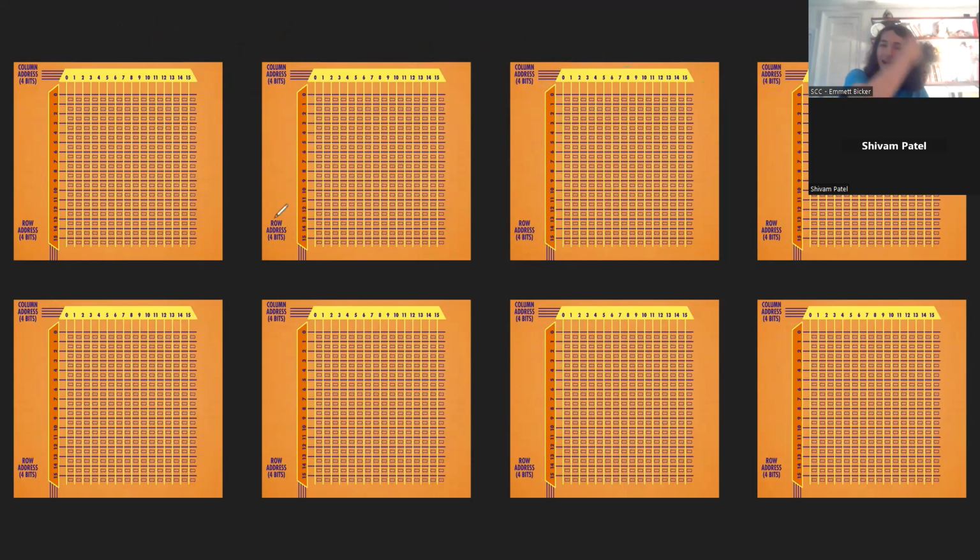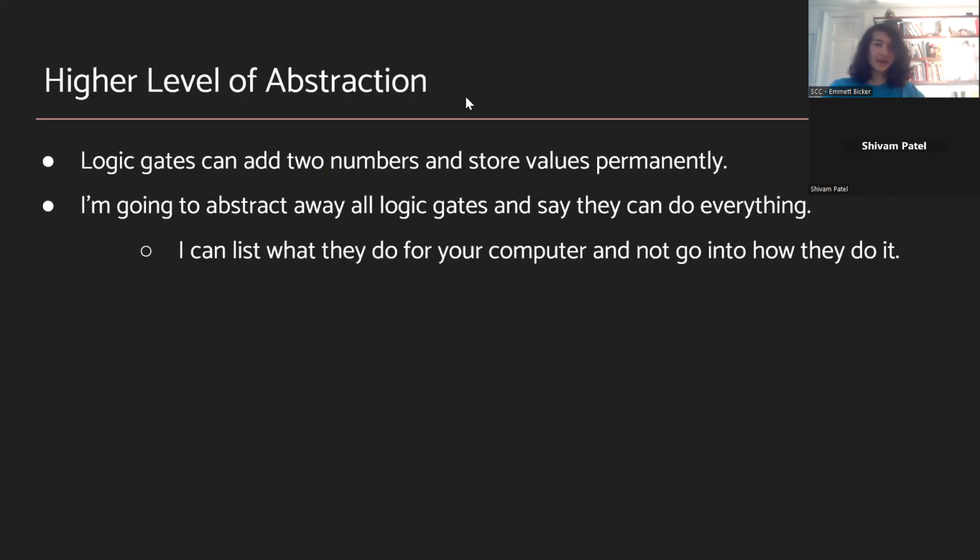Yeah, I mean, it's not the simplest thing, so I think it's fine if you're a little bit confused, but I think that's mainly what I want to say: that your logic gates can do this stuff where it's like indexing into all of these locations. The details of it mostly don't matter, but if you got most of it, I'm going to say that that's hopefully enough. So on a higher level of abstraction, logic gates can add two numbers and store values permanently.